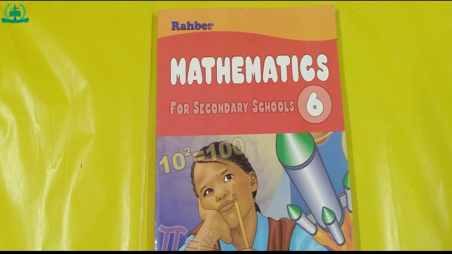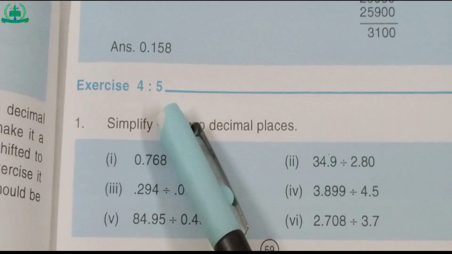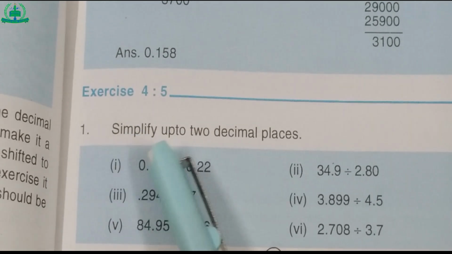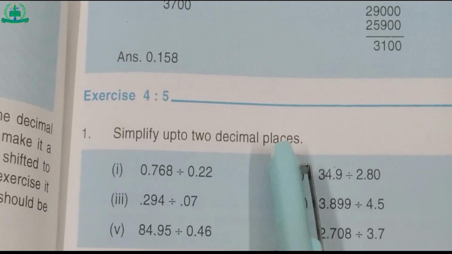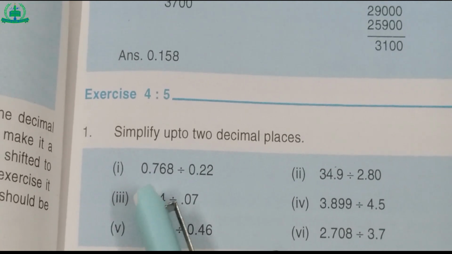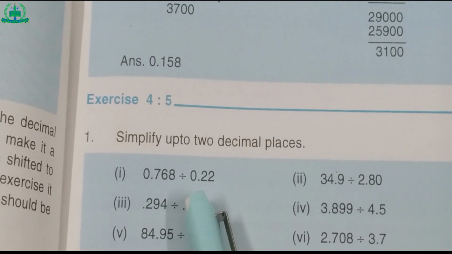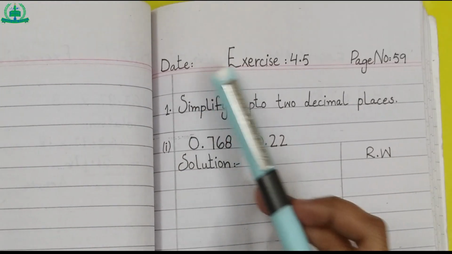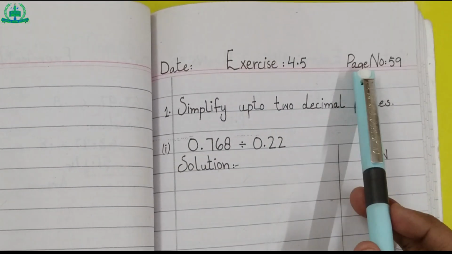Now open your maths book page number 59. Exercise 4.5. Question number 1. Simplify up to 2 decimal places. Part number 1. 0.768 divide 0.22. Now open your maths copy, draw margin line, mention date, exercise page number.